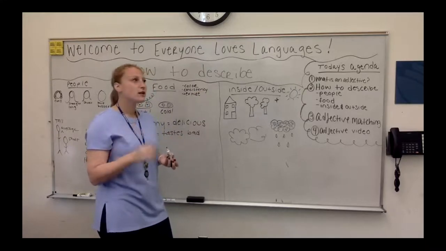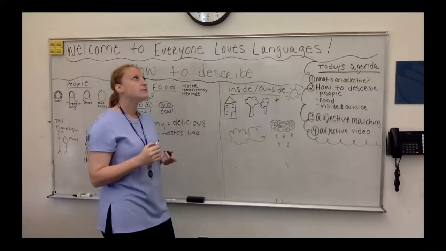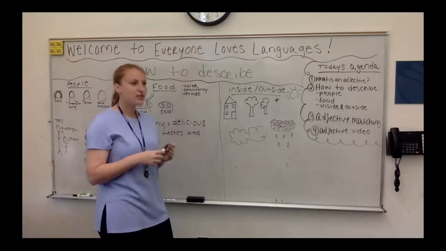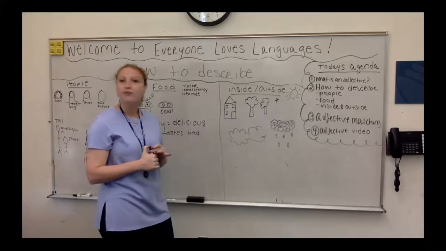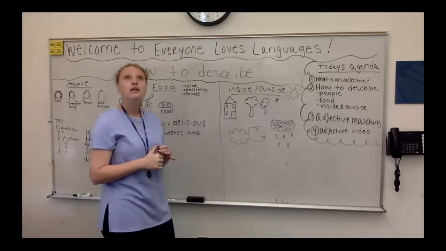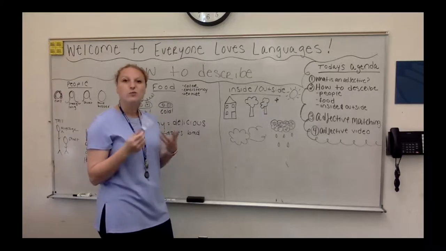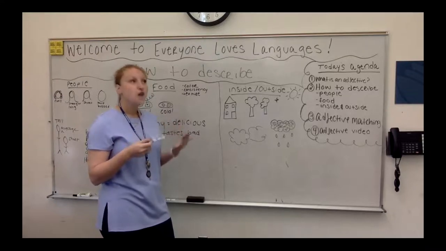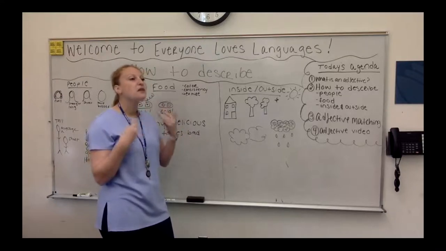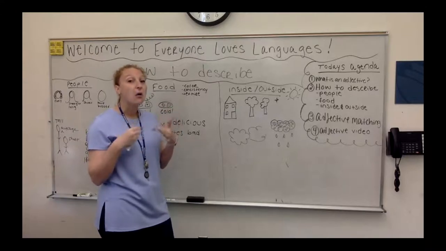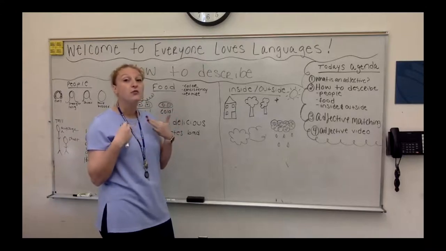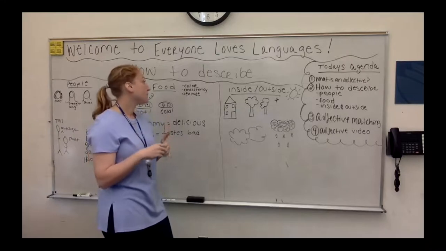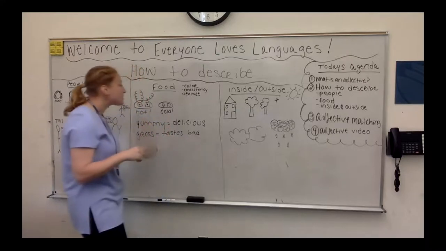Okay, so for example, if you had oatmeal and you didn't put in enough milk, water, whatever you put in your oatmeal to make your oatmeal, and you didn't put enough in, it would be very dry. Your oatmeal would be dry. So you could say, oh, this oatmeal tastes really dry. I don't like the texture. I didn't put enough water in it. Okay? So that's how you would describe food.